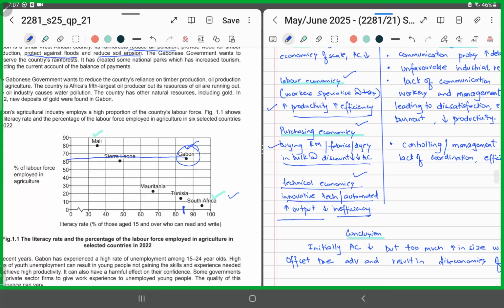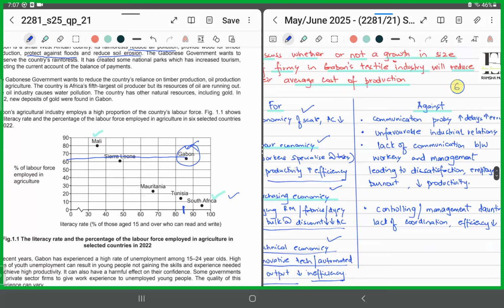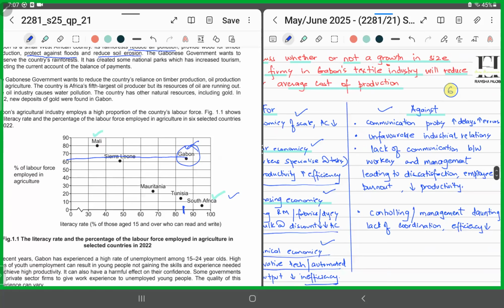However, it could be that instead of the average cost of production falling, it might bring in disadvantages. It could be that diseconomies of scale might occur, which could lead towards communication problems, causing delays and errors in production activity. It could be that the industry might be experiencing unfavorable industrial relations because there could be a lack of communication between workers and management, leading towards dissatisfaction of employees or burnout, thereby reducing their productivity.